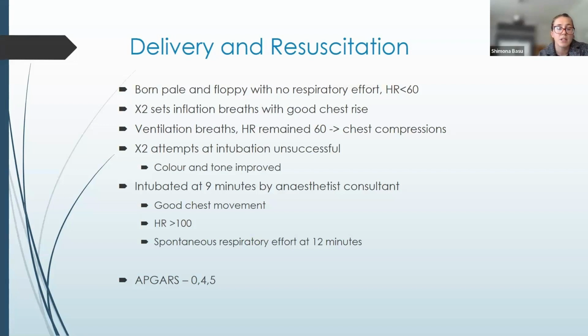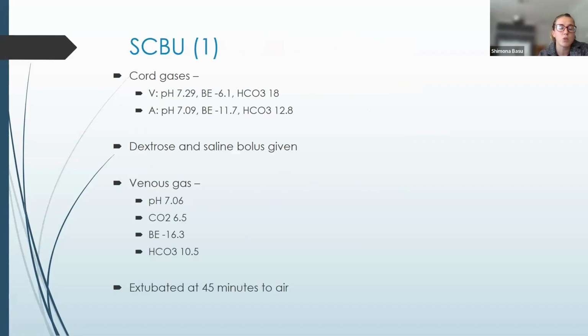And then baby was intubated successfully at 9 minutes of life by an anaesthetic consultant. And at this point, there was good bilateral chest movement with a heart rate well above 100. And then at around 12 minutes, there was spontaneous respiratory effort. The APGARs for 1, 5, and 10 minutes were documented there. So it was 0, 4, and 5 at 10 minutes. So baby was transferred around to Scaboo intubated.